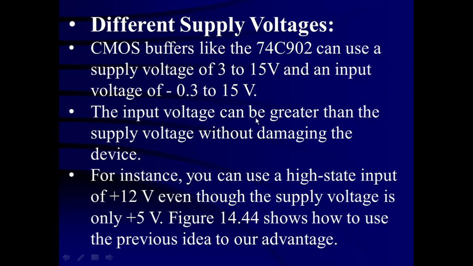The input voltage can be greater than the supply voltage without damaging the device. That means the great advantage of the CMOS IC is this: even if the CMOS buffer IC is operating at 5 volt, let us consider, and its input voltage in the high state is 12 volt, it makes no difference, it can operate properly. So the input voltage can be higher in the high state than the supply voltage. It will not damage this IC. That is the advantage of CMOS devices compared to TTL devices.